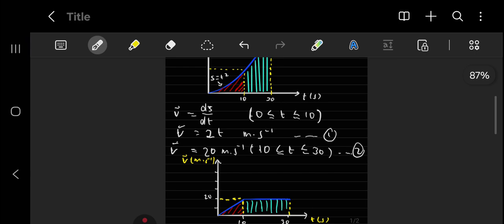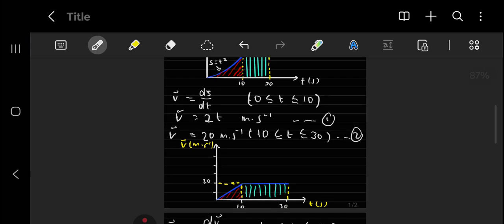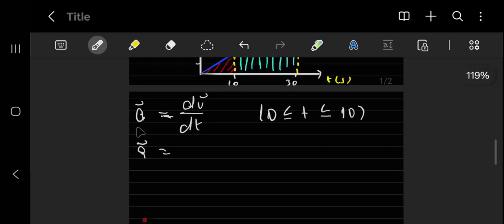For the first part, it is 2t, right? So the derivative of 2t is just 2. So I got 2 meters per second squared. That is my acceleration for the first region. Let us look at the last region now.